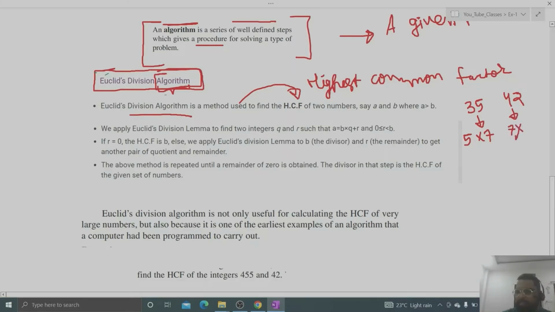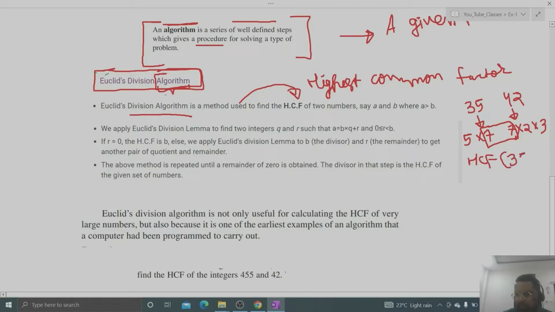Or we can say 7 into 2 into 3. So you can see here only one common factor is there, which is the highest. It is the 7. So HCF of 35 and 42 is 7. This is the highest common factor.